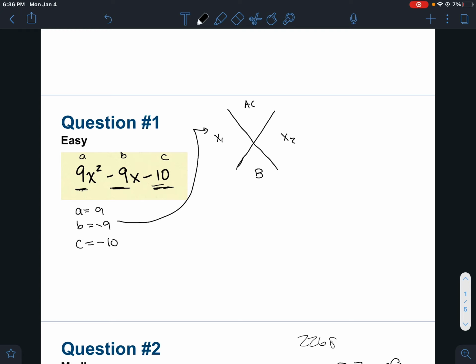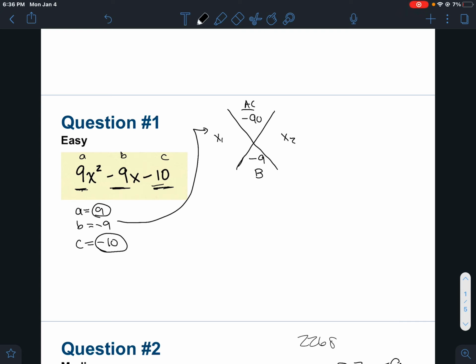So at the top we have AC right here, right? That just means A times C. What is A again? A is 9, right? And then C is -10. So what's 9 times -10? That would be -90. Good job. And then B is just going to be, drag the B value, -9. So that's going to be -9.